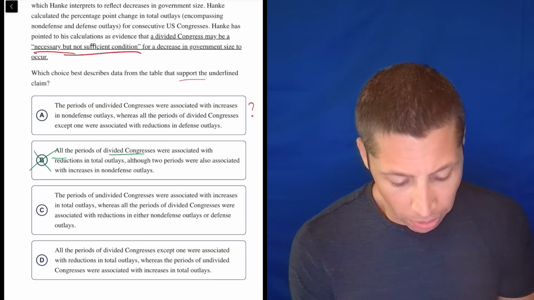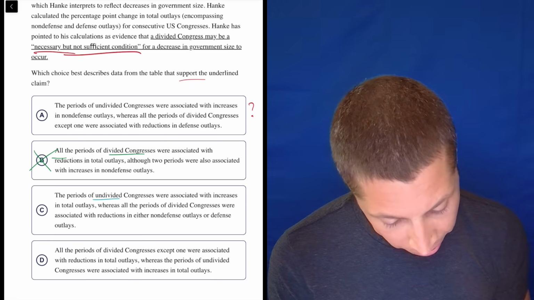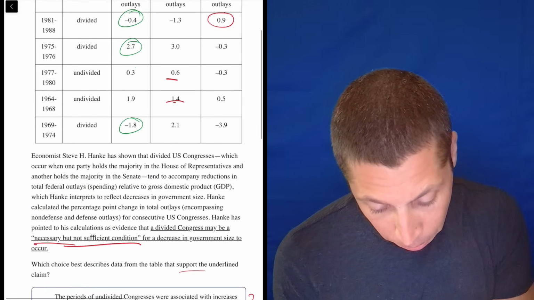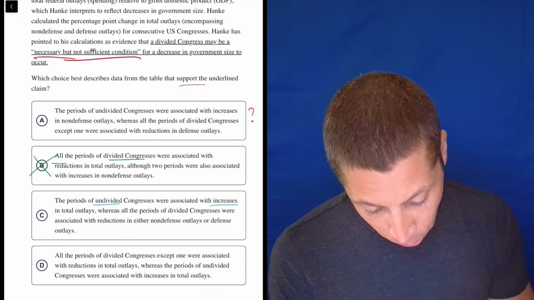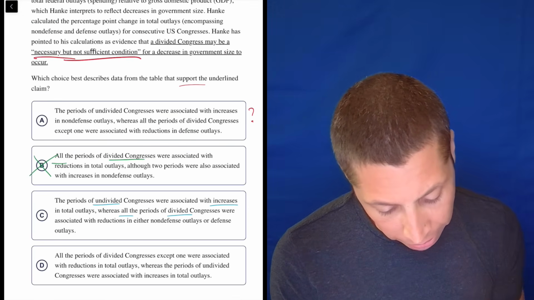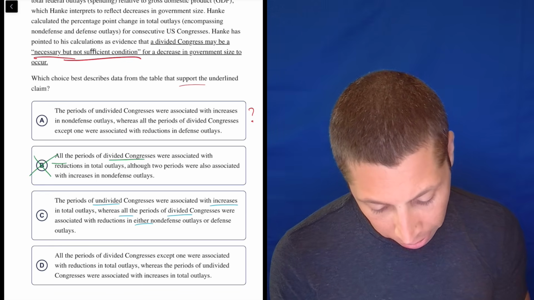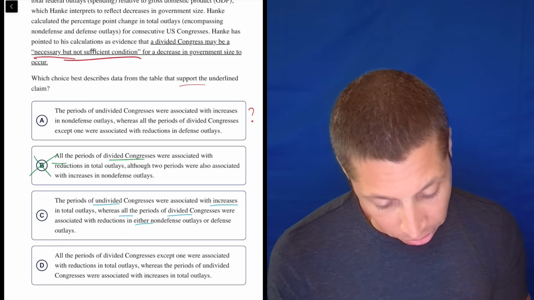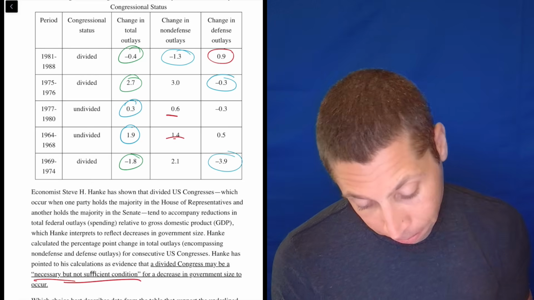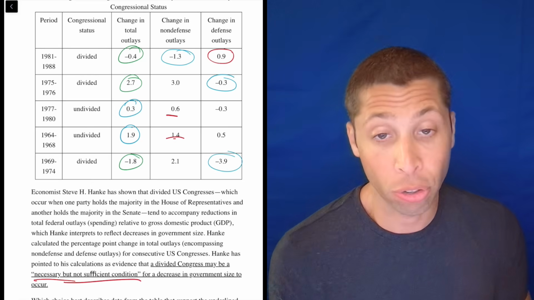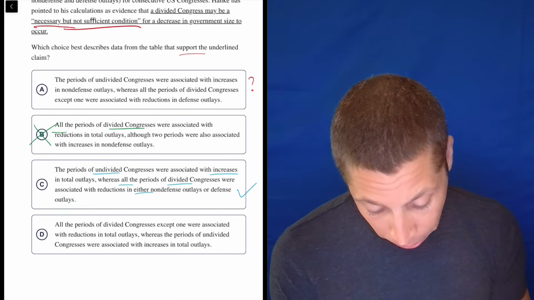C, the periods of undivided Congresses were associated with increases in total outlays. So undivided is increases. That's true. That's this and this. All right, total outlays. Whereas all the periods of divided Congresses were associated with reductions in either non-defense outlays or defense outlays. So divided is reductions in these other two things. So divided, reduction, reduction, reduction. Okay, I mean, that's true. That's true. I don't know if that's right, but it's true.